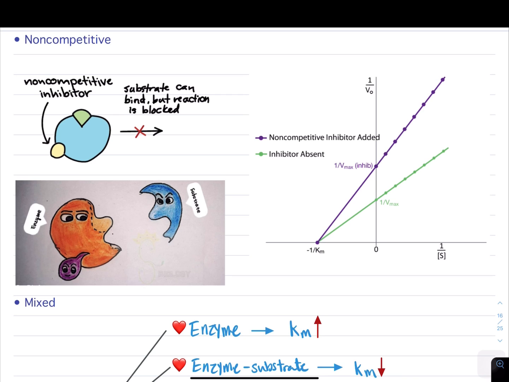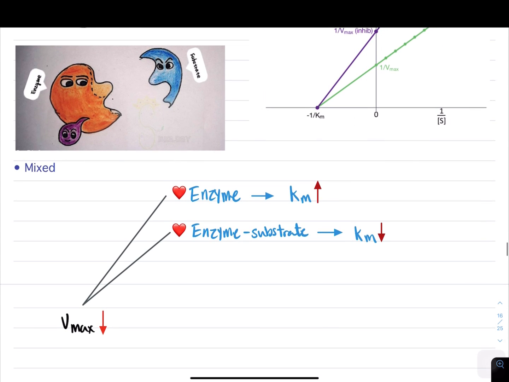Since adding non-competitive inhibitors completely takes over some of the enzymes, there would be fewer enzymes available, which makes the Vmax decrease. But it does not change the Km value, because the enzymes that are still available will still have the same affinity for their substrate. And again, here is the Lineweaver-Burk plot of enzymes with and without non-competitive inhibitor. As you can see, same Km, but different Vmax.